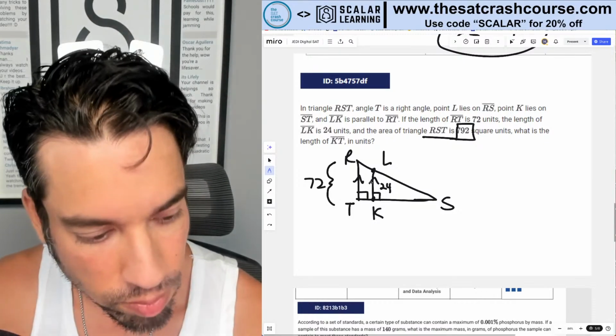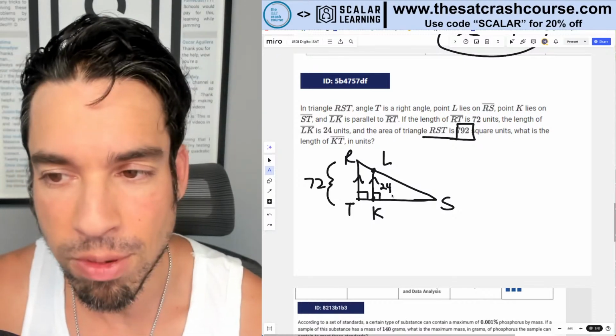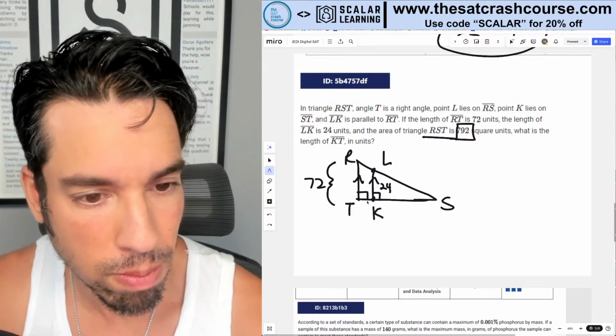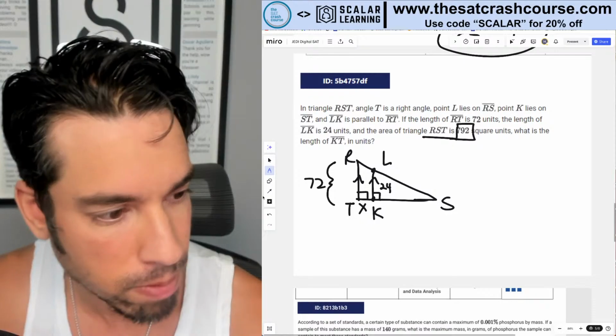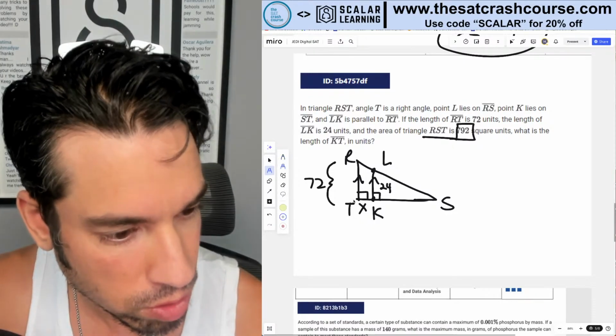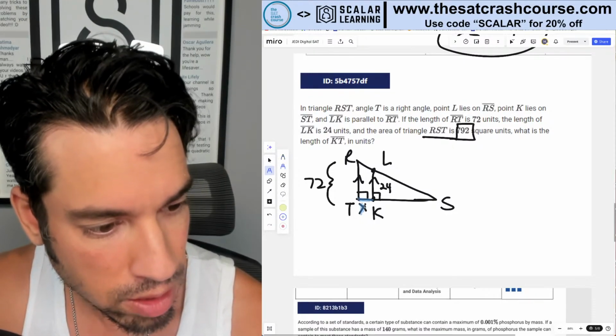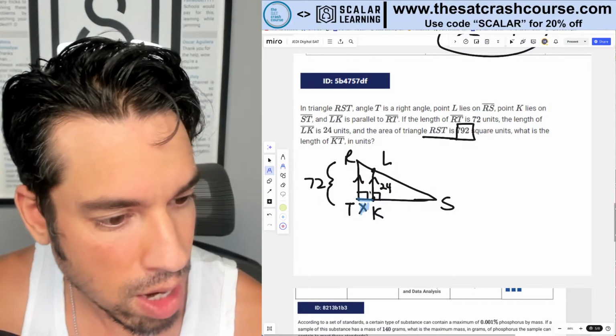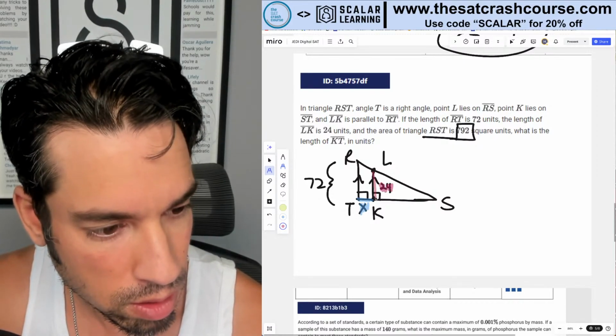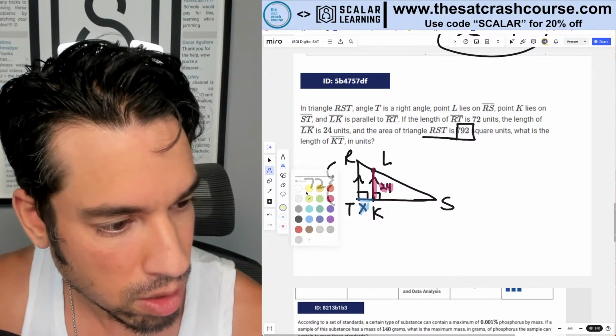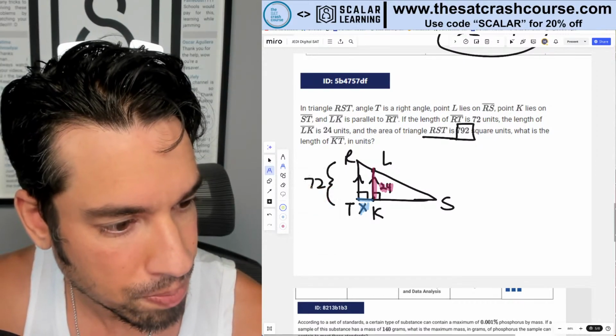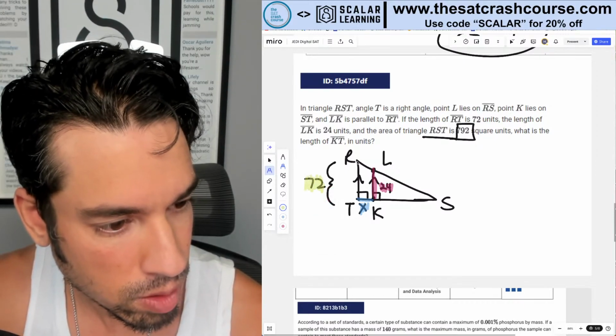Okay? So we can use that information and create a proportion and solve for our missing side, which is KT, which is right here. Let me do a little color coding so you can see this a little bit better. So that's KT. We've got 24 is this side right here, and we've got 72 is this side right here.